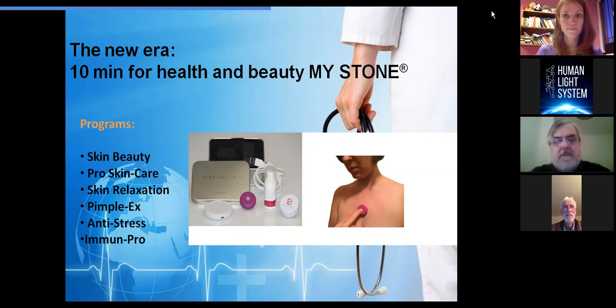The following 3 programs, Pimple X, Anti-Stress, Immune Pro, are again programs for lowering local inflammations, that's why Pimple X, and to lower the stress and to activate the immune system in the body. This is a non-medical device.